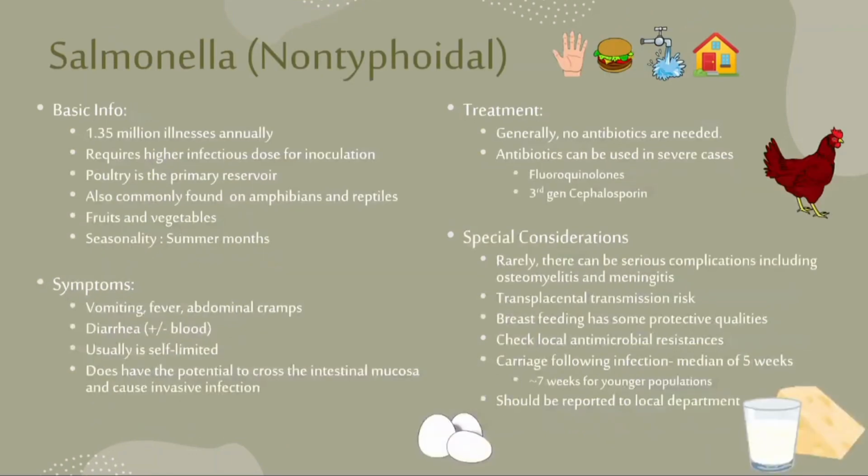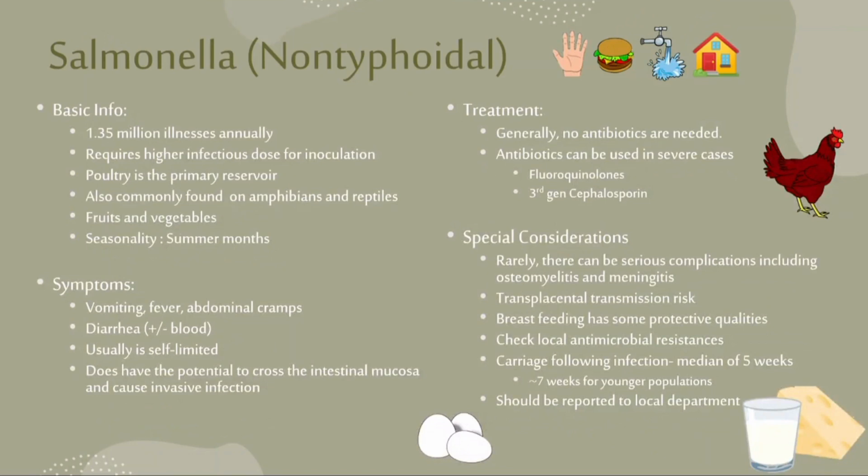So Salmonella is a pretty common one. I feel like we see this on the floor pretty frequently. So we talk about the 2 different types of Salmonella that we're aware of, and this is going to be the non-typhoidal Salmonella. So basic information here, 1.35 million cases annually from this.